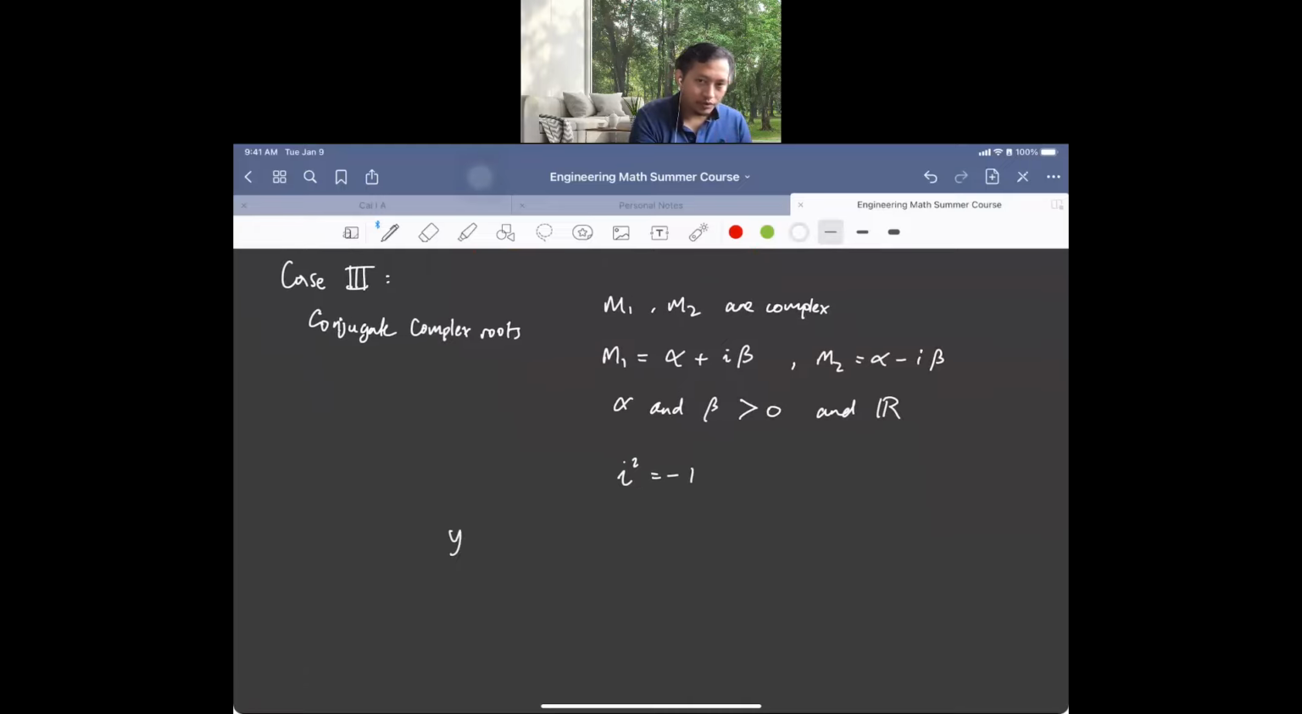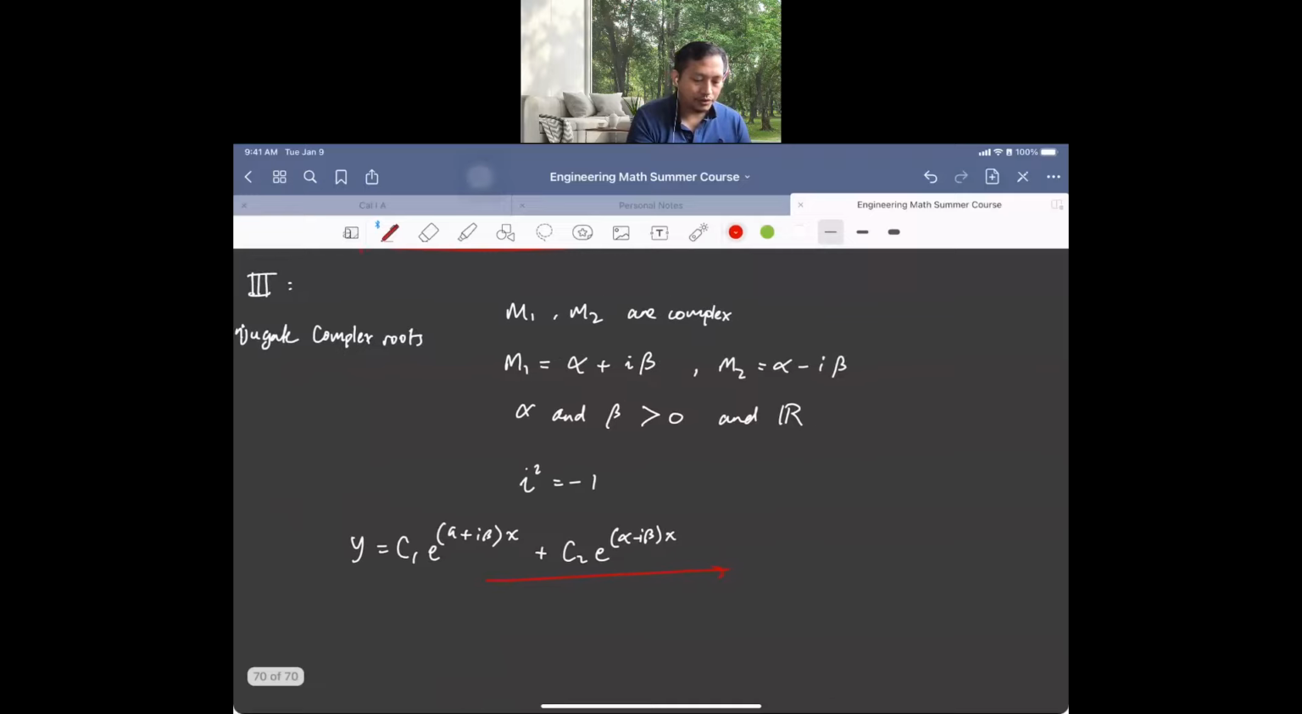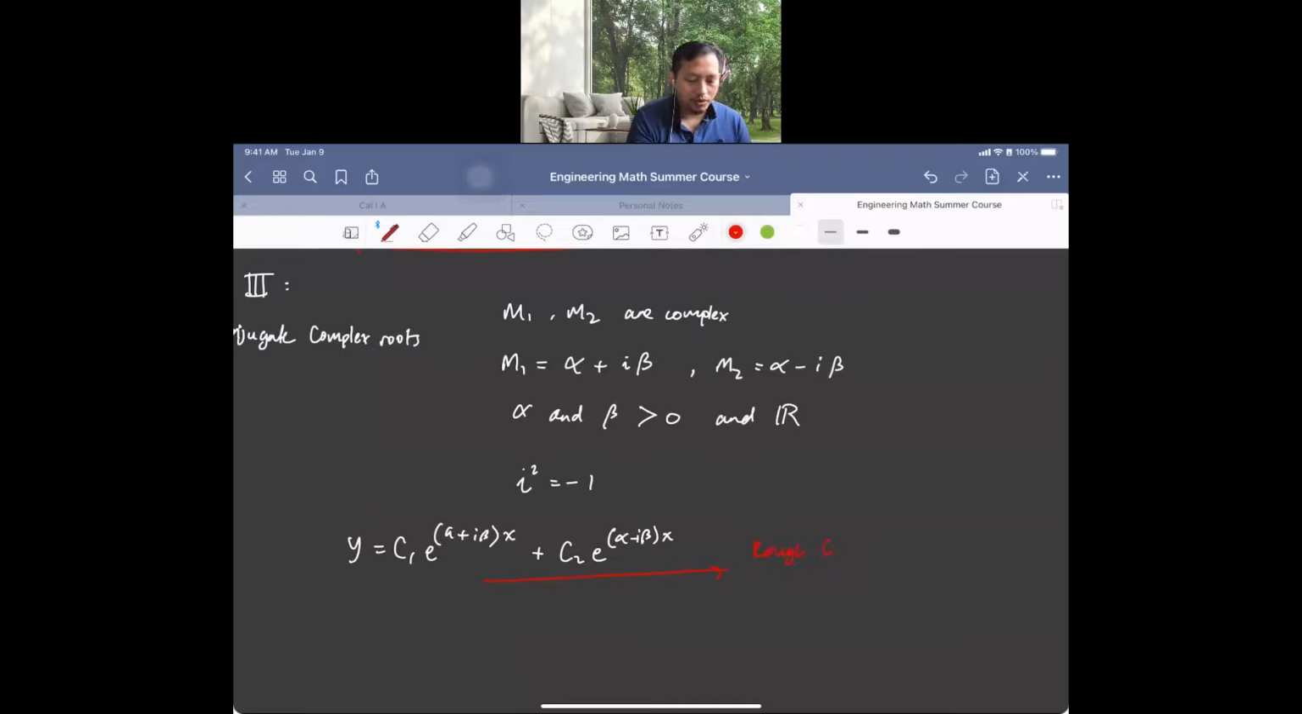So in general, we can say that the general solution is C1 e to the power of (alpha plus i beta)x plus C2 e to the (alpha minus i beta)x. Okay. We can say that this is the rough general solution. I say rough because we can simply solve this in all real numbers, but we have a complex here.